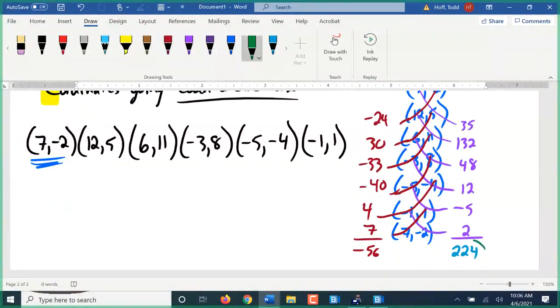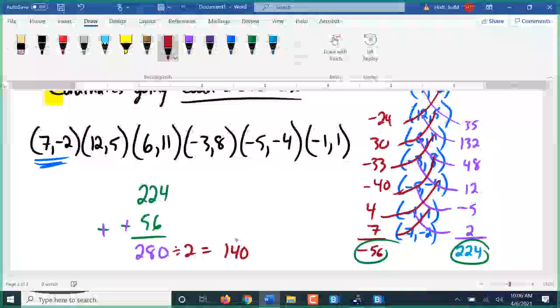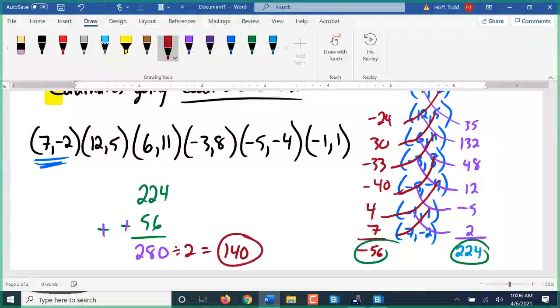So again, I'm going to do the larger minus the smaller. So 224 minus -56. Well, again, minus a negative is the same as plus a positive. So that ends up being 280. Dividing that by 2 is relatively simple. It gives us 140 square units as our area.